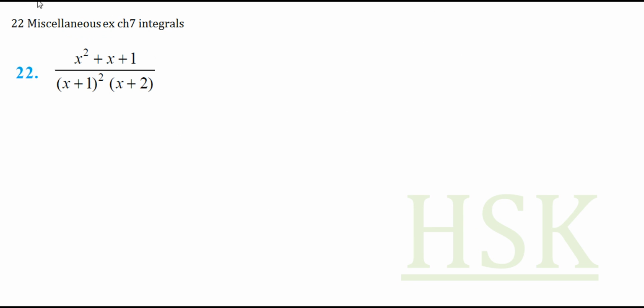Now in question number 22, we have been given this function, (x square plus x plus 1) upon (x plus 1) whole square into (x plus 2). This is a typical problem which we have to solve by partial fraction. So to solve it, first of all, I start the process of resolving it into partial fraction.